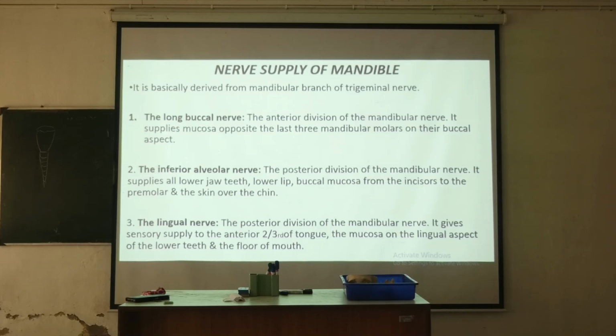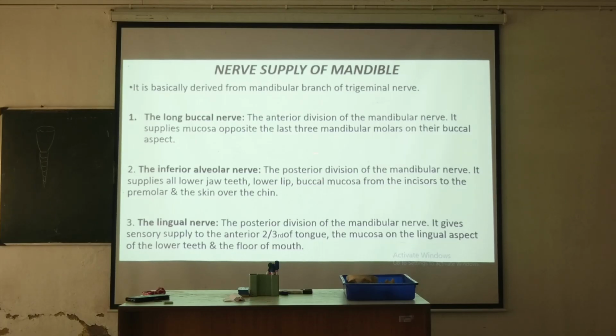Third one is mandibular, ophthalmic, maxillary, and mandibular. The fifth cranial nerve is the trigeminal nerve. The long buccal nerve, the anterior division of the mandibular nerve, supplies the mucosa opposite the last three mandibular molars on their buccal aspect.